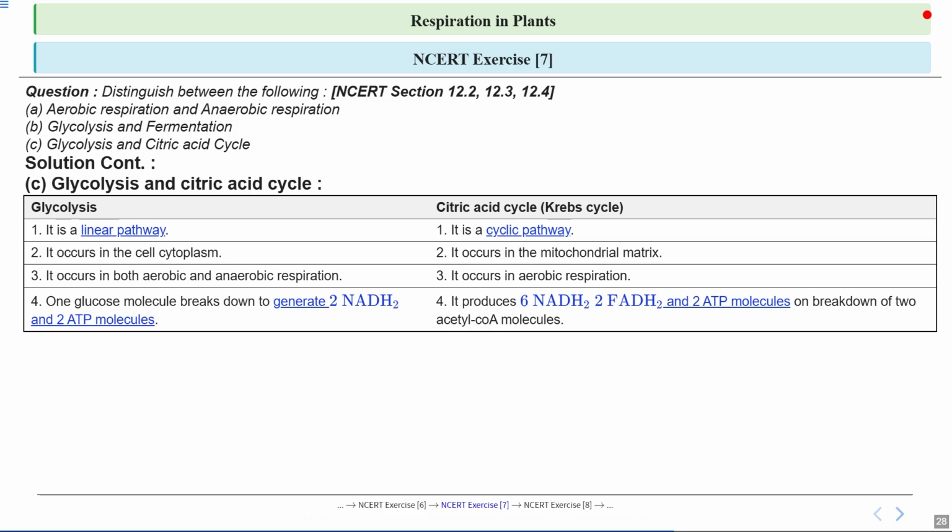What are the end products of glycolysis? One glucose molecule breaks down to generate 2 NADH2 and 2 ATP molecules. So these are the end products of glycolysis. If we talk about the Krebs cycle, it produces 6 NADH2, 2 FADH2 and 2 ATP molecules on the breakdown of 2 acetyl coenzyme A molecules. So this is a more energy efficient step, that is, more energy is produced in the Krebs cycle as compared to glycolysis.